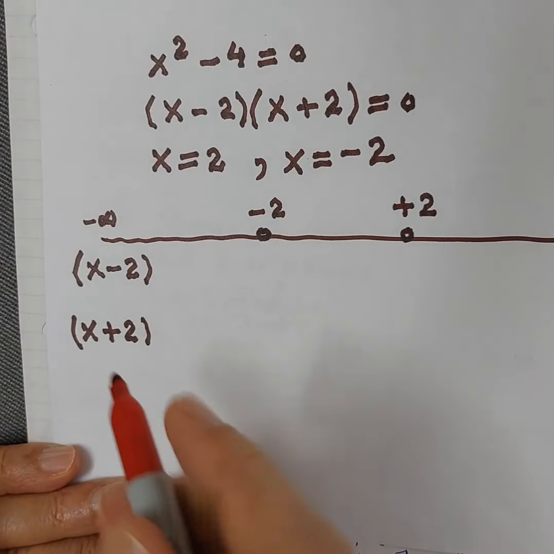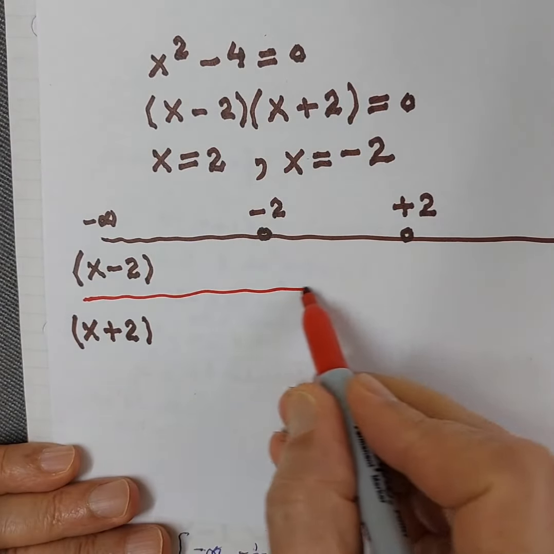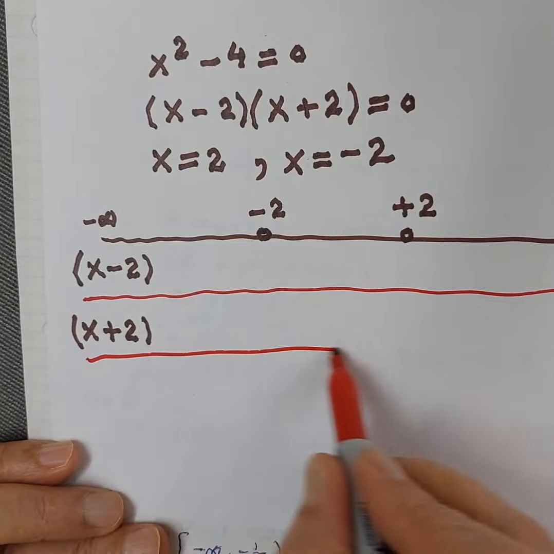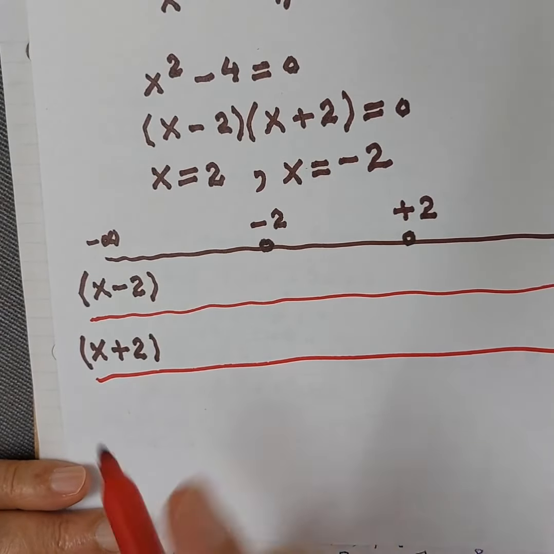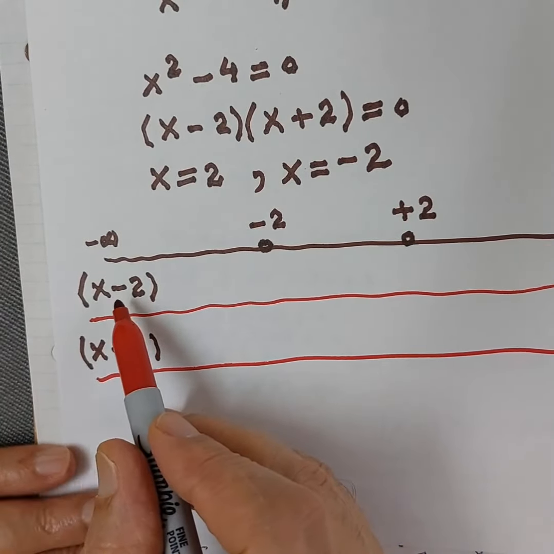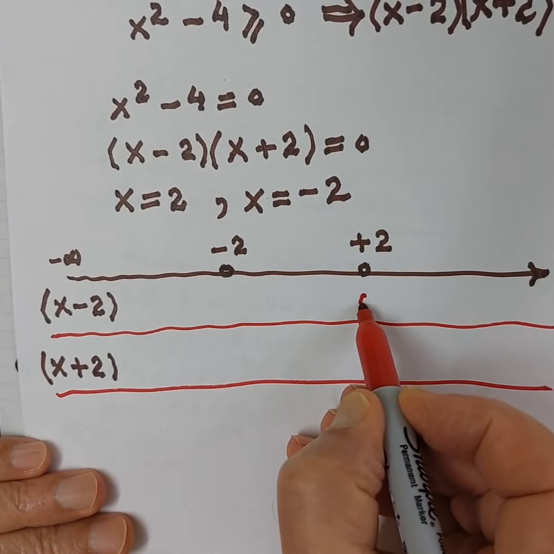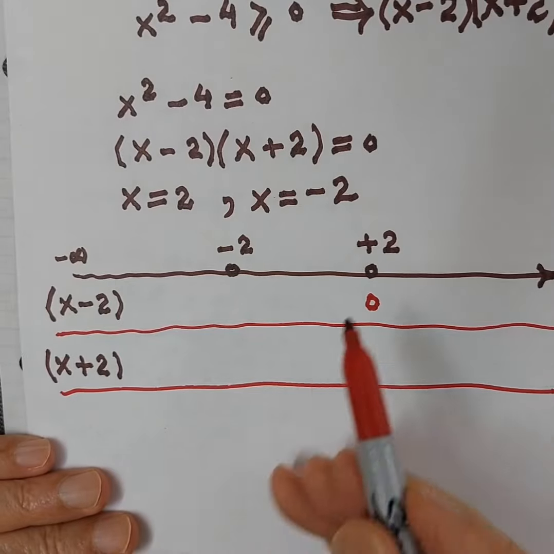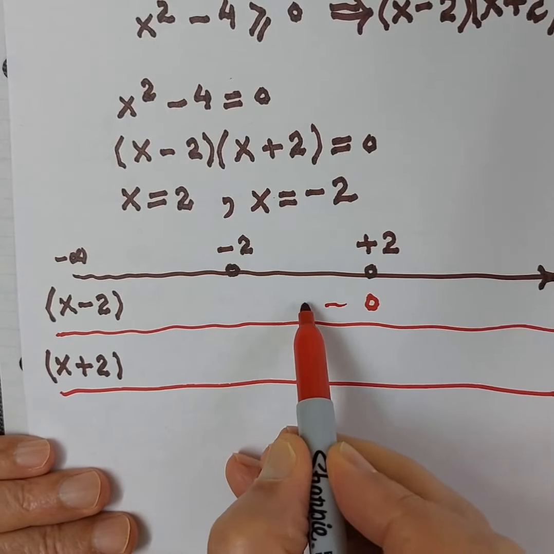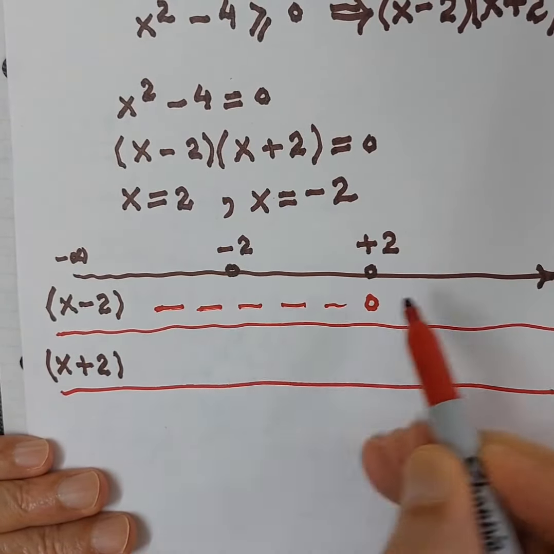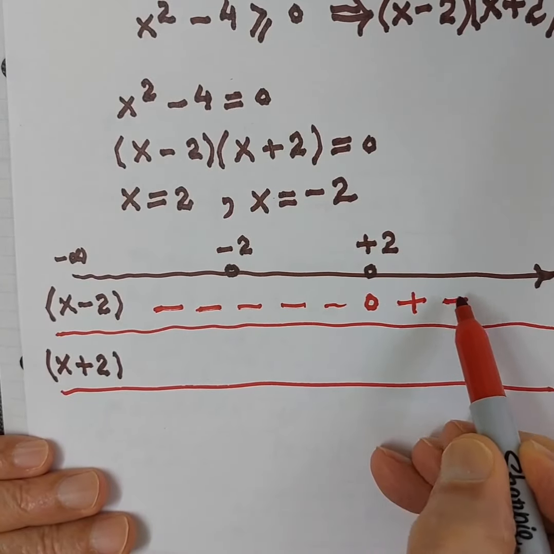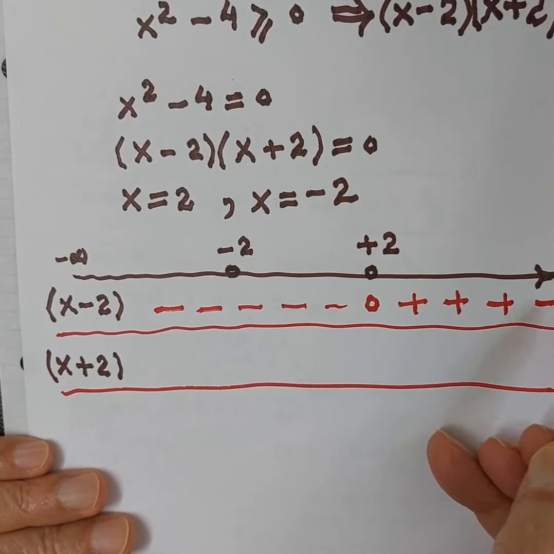This line to separate them. x minus 2 is equal to 0 at plus 2. So we put here 0. Before this 0, it will be negative. And after it will be positive. After 2.